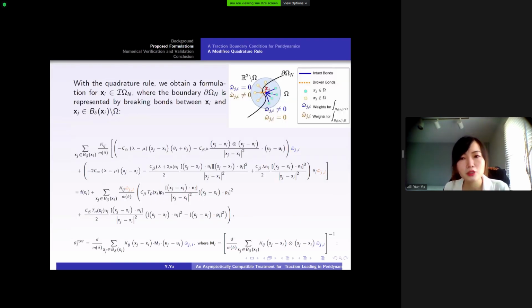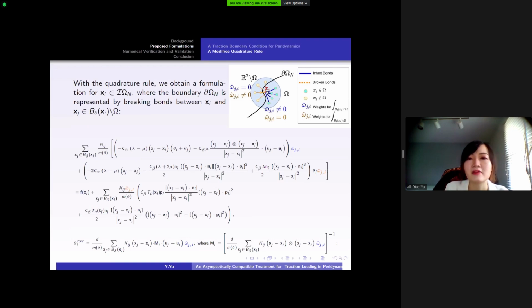But then the question is, what if we don't have a full horizon, or when there is damage, when the material point is actually near the traction loading boundary, or when the fracture occurs, what will happen? So here is what we are going to do. The fracture surface is going to be represented by breaking bonds.